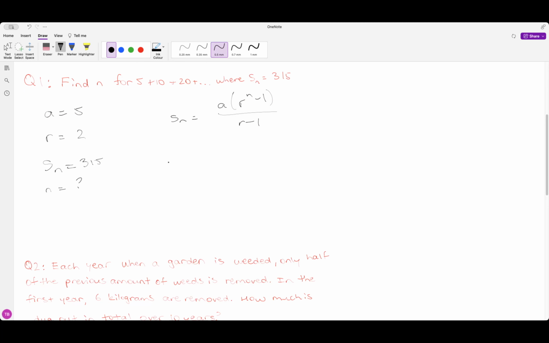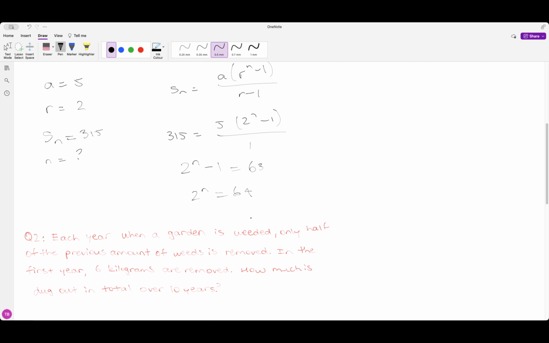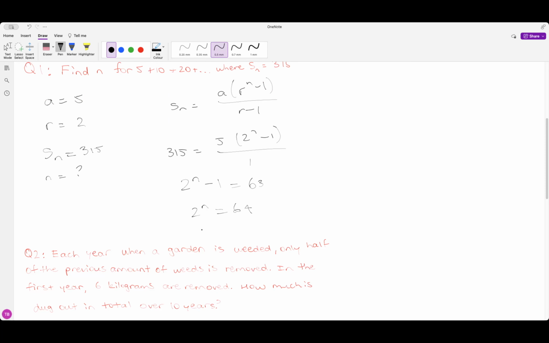All right, so what that means is that 315 is equal to 5 times 2 to the n minus 1 over, this is really convenient, 2 minus 1, which is just 1. Now breaking these down a little bit, timesing by 1 obviously does nothing, so I can just forget about the bottom of this fraction. 315 divided by 5 means that 2 to the power of n minus 1 equals 63. 2 to the power of n equals 64. Now, you could either use logs here, or if you just know your common index powers of 2 off the top of your head, you would know that this makes n equal to 6.